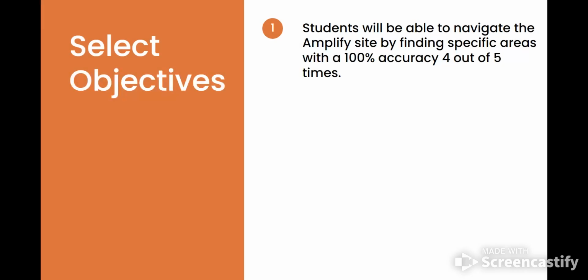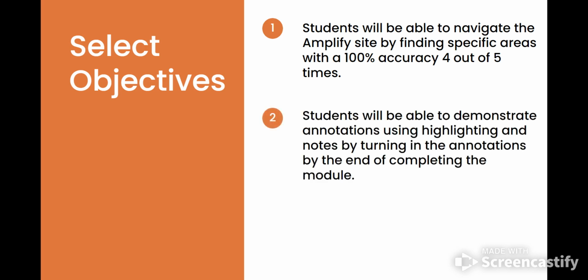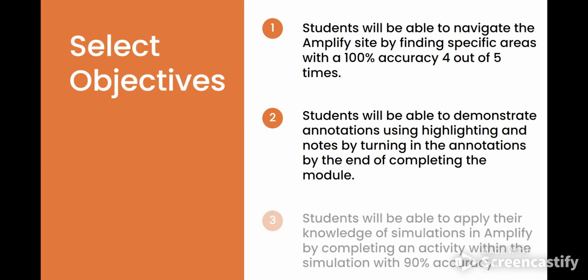Students will be able to navigate the Amplify site by finding specific areas. This is a number one objective. They just need to be able to use Amplify. And then they also need to be able to use specific things like annotating text. We do that on a regular basis, several times per unit, so that's an important skill. And students need to be able to use the simulations, accessing different features. Even though there's a different sim for each unit, there are certain repetitive ways of navigating that students need to learn.